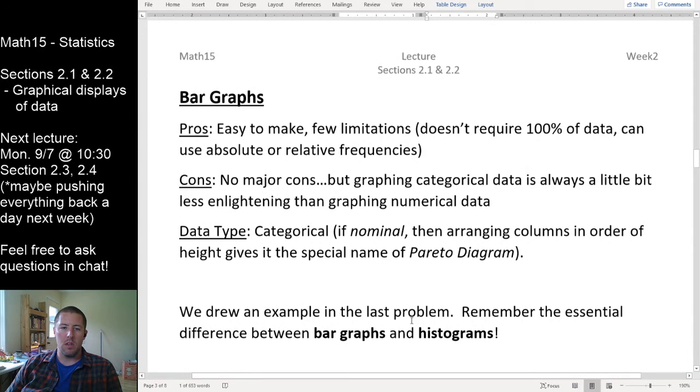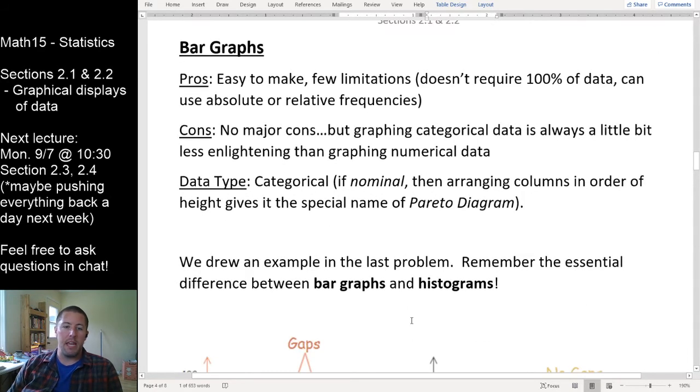So the good thing about bar graphs is they have few limitations. You don't have to have all of your data on a bar graph. You don't have to have 100%. And you can list your frequencies as either true counts or as percentages out of the whole. And that doesn't really affect our reading of the graph either. There aren't really major drawbacks to bar graphs. I think this is one of our overall better graphs. I might go so far as to say this is probably our second best graph after histograms.